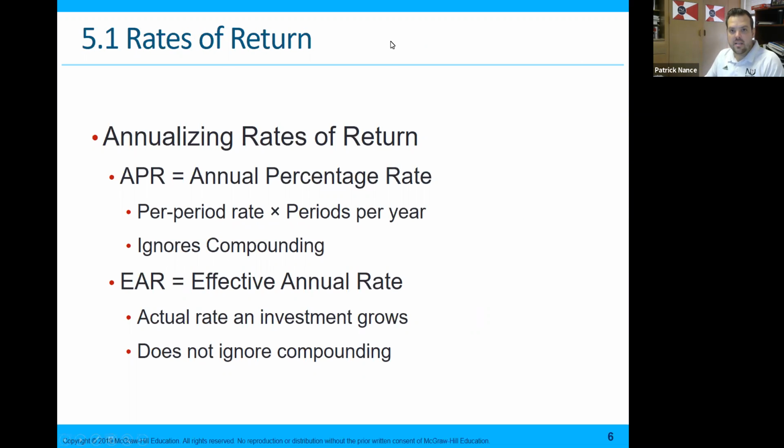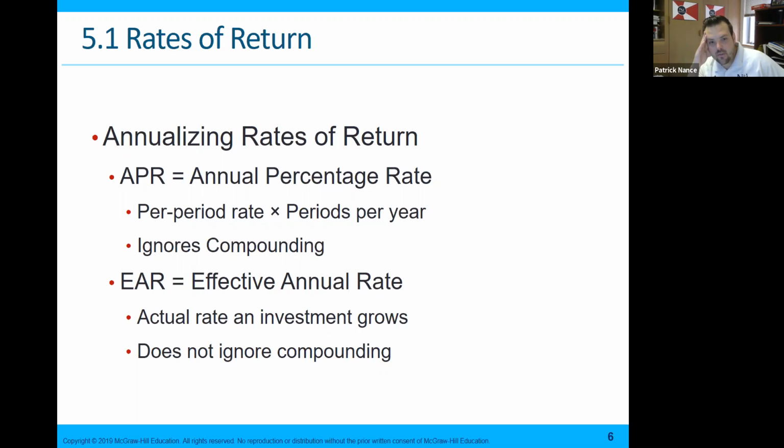Okay, annualizing the rate of return. APR is the annual percentage rate. This is the per period rate times periods per year. So if I return 10% in a month, to convert that to an APR, I need to multiply that 10% times 12 because that was monthly. If I return 10% in a 6-month time frame, so I did my holding period return and I got 10%, but I'd owned the stock for 6 months, then my APR on that is 20%, because if I did it in 6 months, then with an additional 6 months, that would be 10% times 2, which would be 20%. But that does ignore compounding.